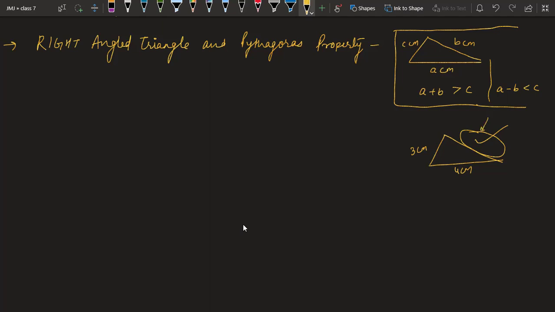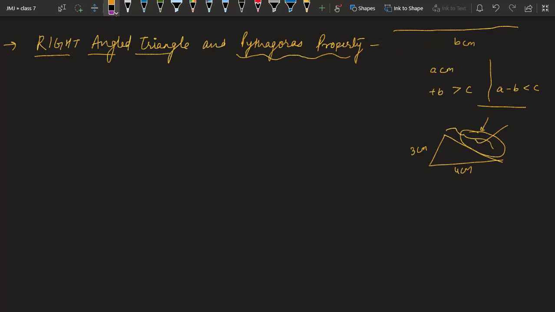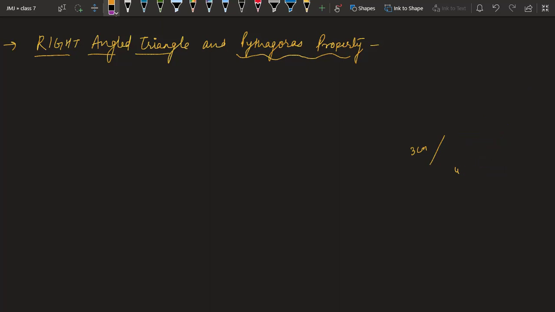But in special triangles known as right angle triangles, we can find the exact length of the third side. For that, who will help us? This property is known as the Pythagoras property. I am again repeating. In the last exercise, we were able to find the range of the unknown side, between which two values the third side will lie. But in this exercise, when we deal with right angle triangles, we can find the third side exactly with the help of the Pythagoras theorem.